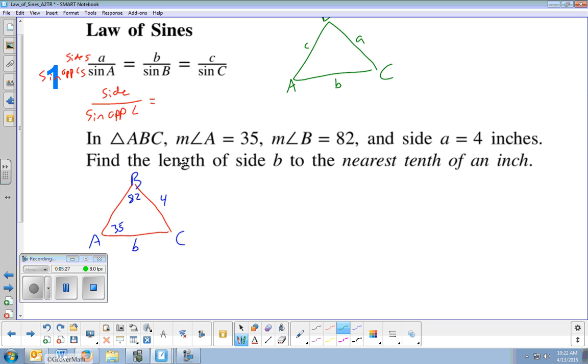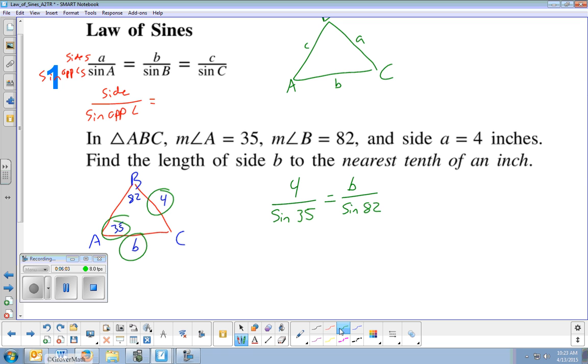So I could create fractions. I could create ratios, which will then create proportions. This 4 is opposite this angle 35. That's A over sine A. So 4, a side over sine of the angle opposite, equals. I'm looking for side B. That's my variable. That's my unknown. But it's opposite 82 degrees. It's opposite angle B. So opposite sine 82.